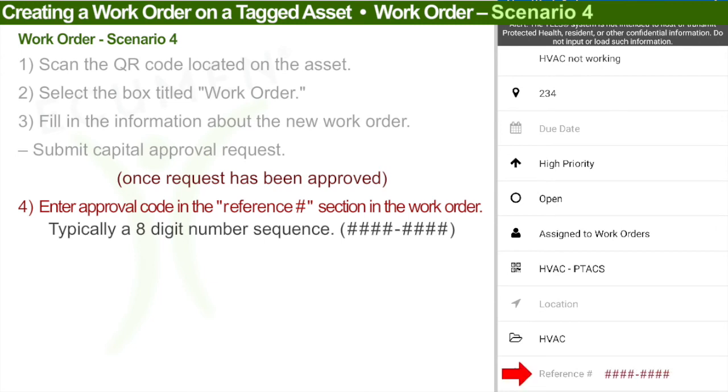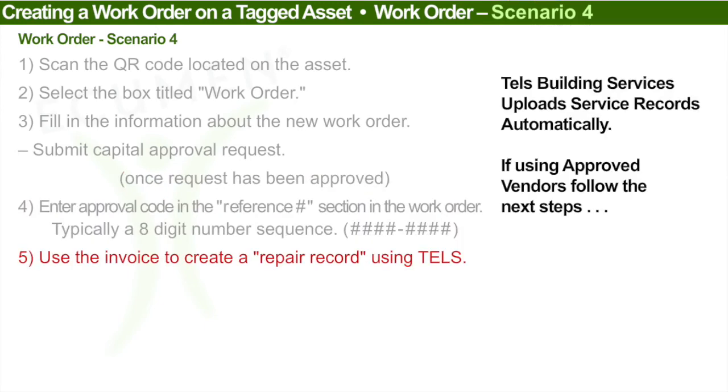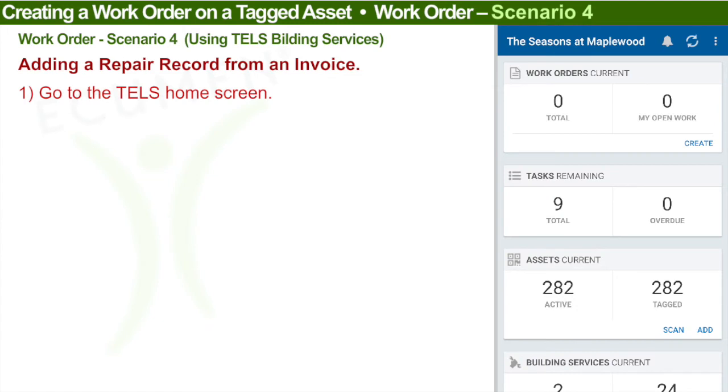So those who do not use Tels Building Services and use a preferred provider, keep your invoice and record it in the repair records. Some locations might use Tels Building Services, others use preferred vendors. If you use Tels Building Services, the information will be uploaded automatically. If you use a preferred vendor, follow the steps.